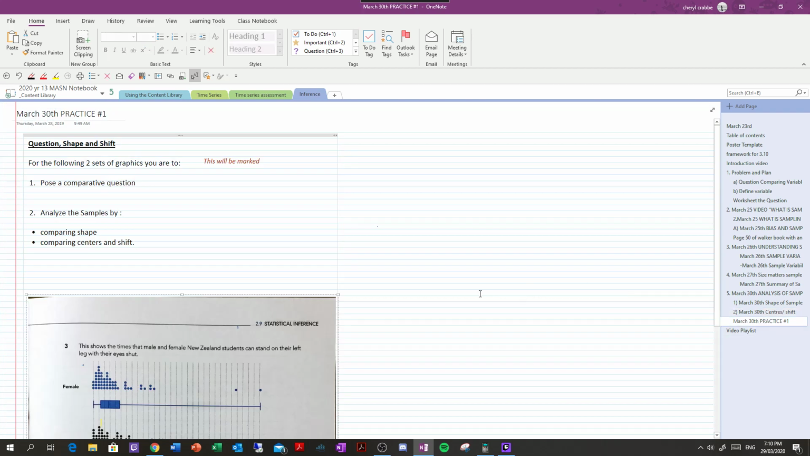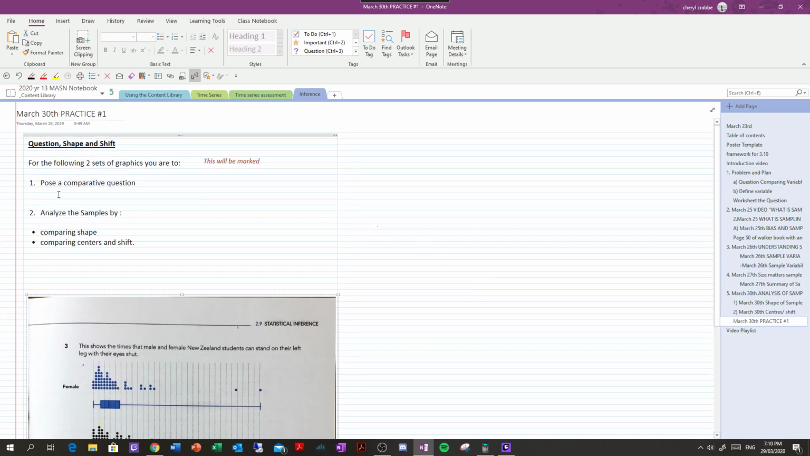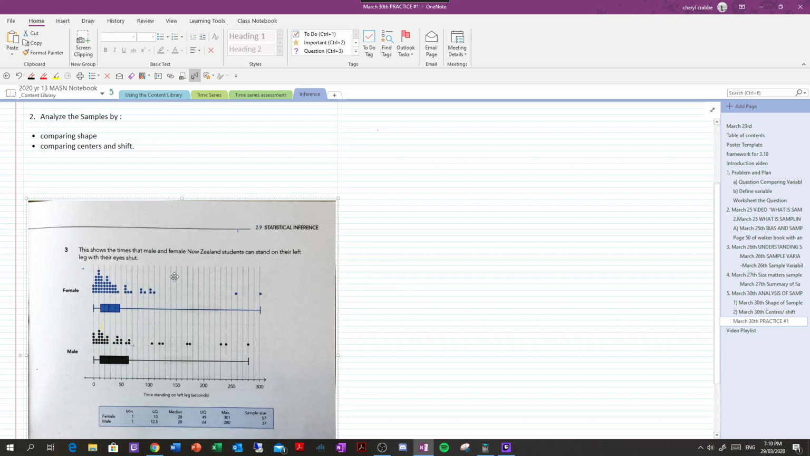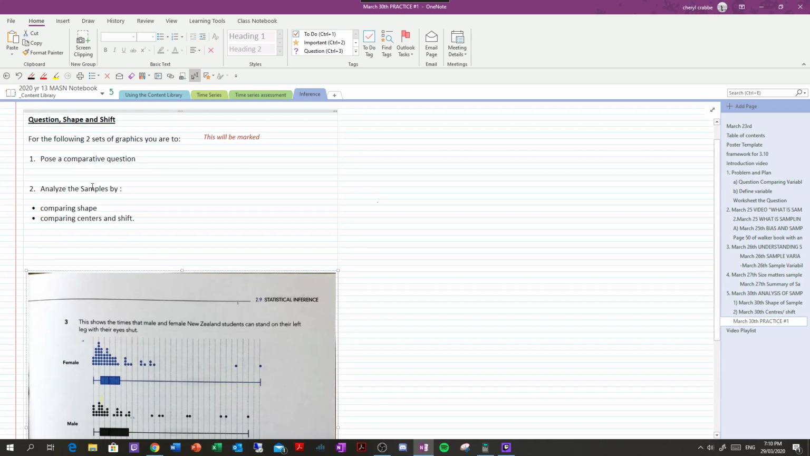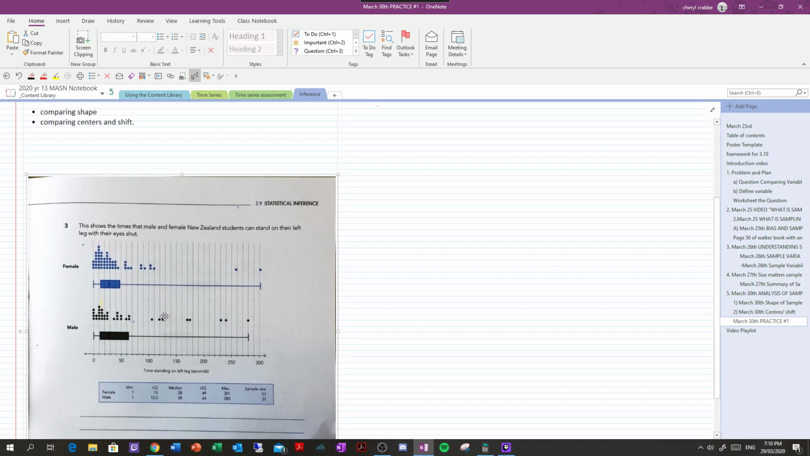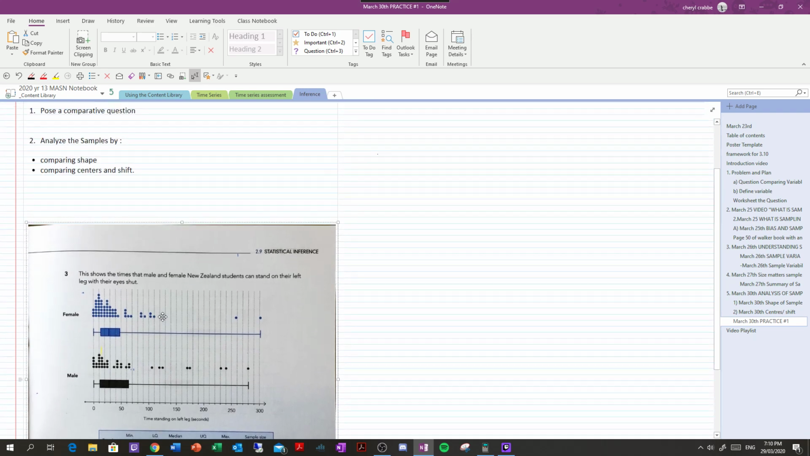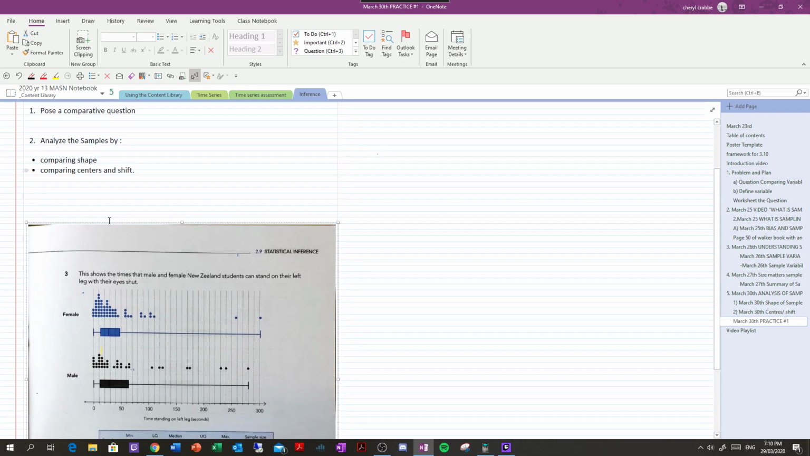Now, the next thing is you are going to do a little bit of practice. So you're going to pose a comparative question for the sample here. It shows the times that male and female New Zealand students can stand on their left leg with their eyes closed. So you're going to pose a comparative question, go back to the question stuff that we did, and figure out what you've got to say about these two variables and what you are referring to in the population and all those aspects of the question. Then analyze the sample by comparing shape and comparing shifts and centers.